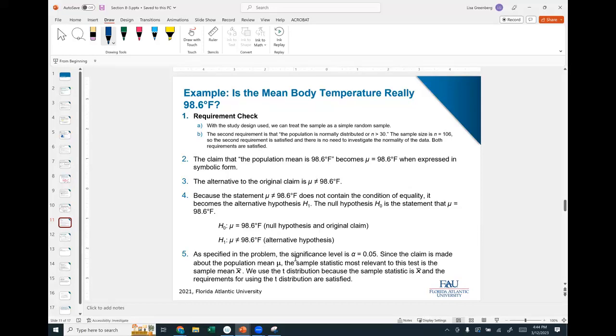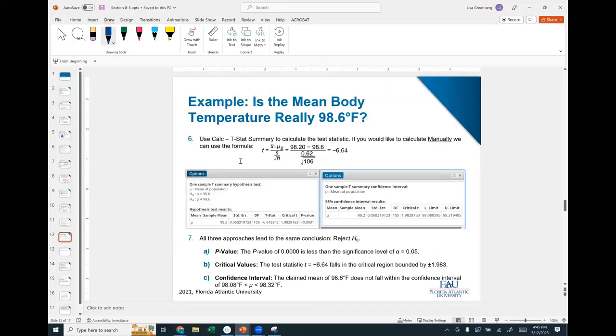As specified in the problem, the significance level is alpha equals 0.05. Since the claim is made about the population mean mu, the sample statistic most relevant is the sample mean, x bar, so we use the t-distribution. We have everything for a sample, not for a population, so we do have what we need for the t-distribution. And I did not calculate this manually. I calculated this using StatCrunch.